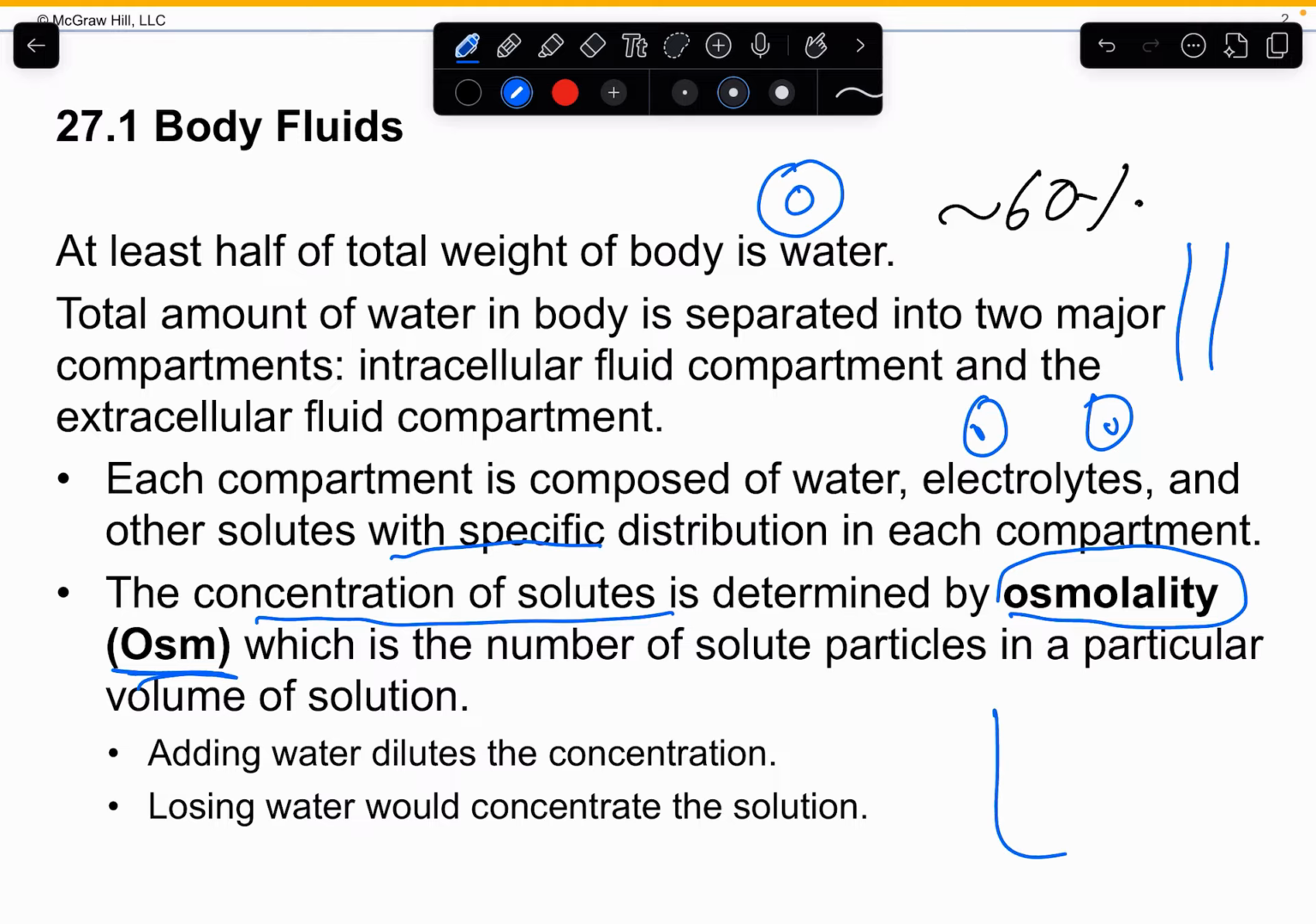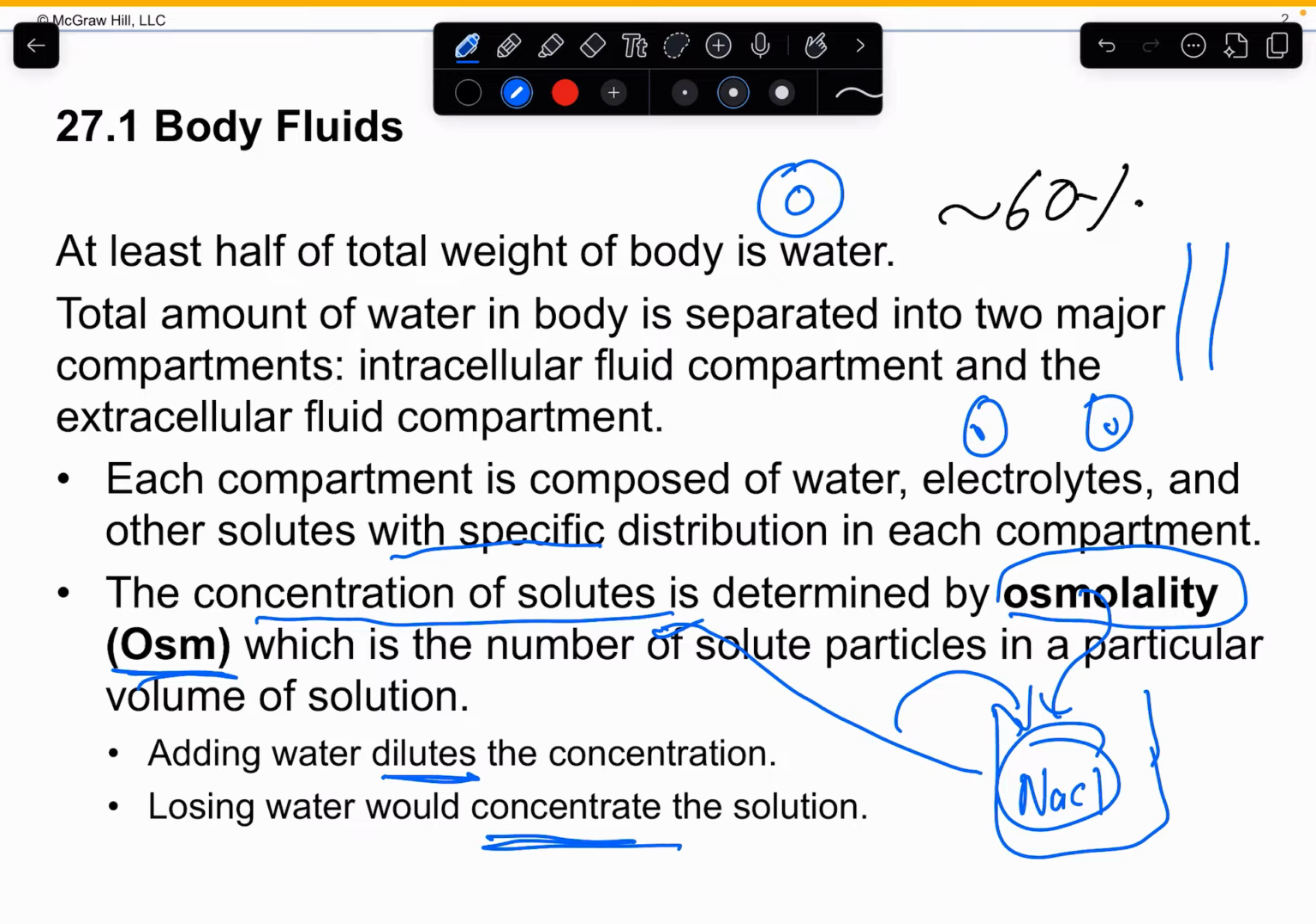If you have water, and inside the water maybe there is sodium chloride or sugar, whatever, those are solutes. How much there is determines the concentration of that water. So when you add more into maybe salt water, that makes it dilute. Then if you take water out from that solution, it becomes more concentrated.